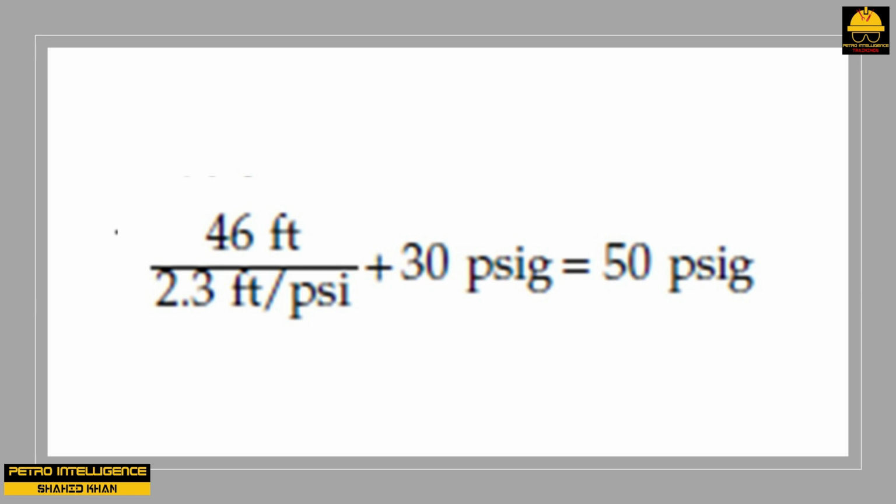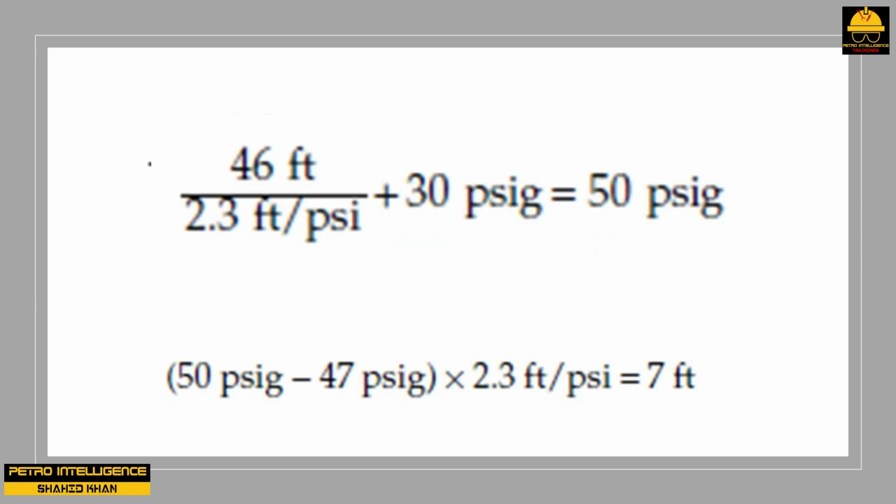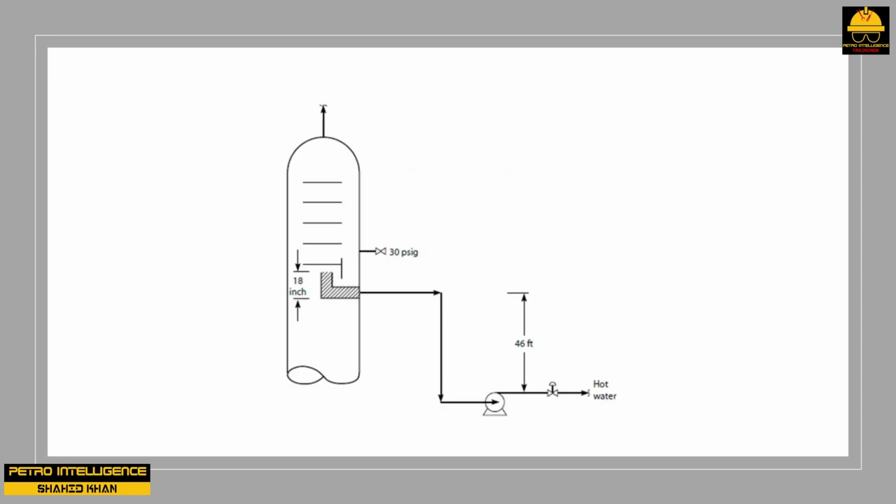But the observed pressure is not 50 psig. It is only 47 psig. I am missing 3 psig or 7 feet of liquid. 50 psig minus 47 psig times 2.3 feet per psi equals 7 feet. The most likely explanation for this head loss of 7 feet is frictional loss in the suction line. This reduces the available NPSH from 46 to 39 feet.